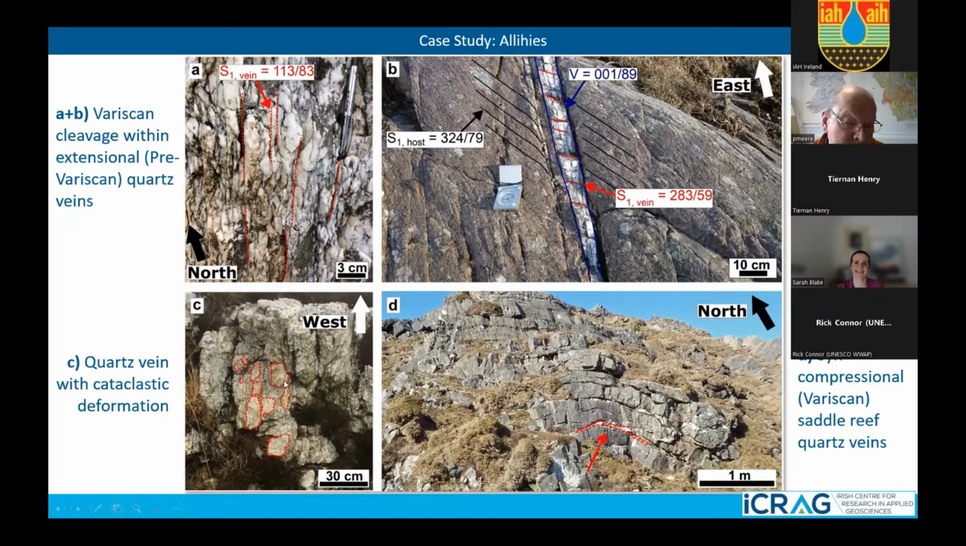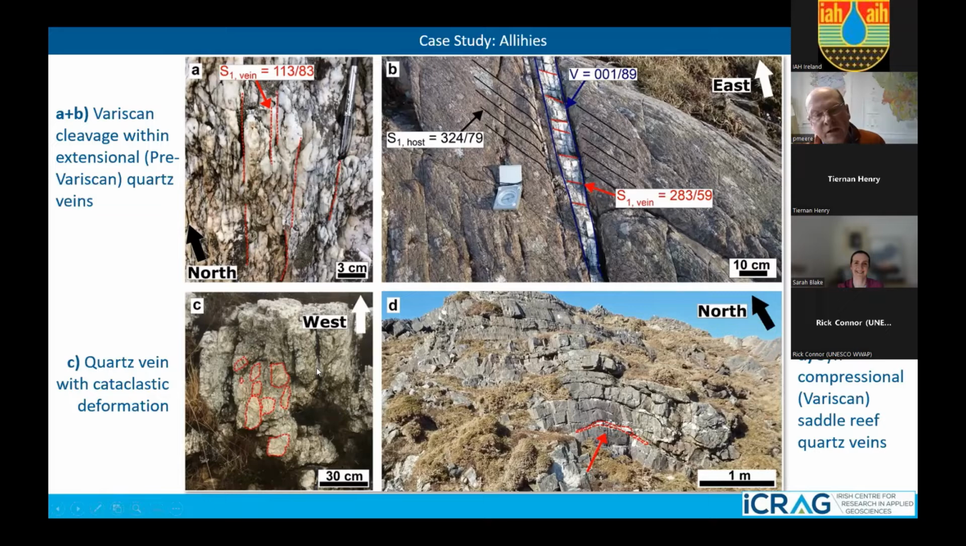In some places, in some of the larger east-west quartz lodes, using the mining term, we have brecciation. So these things were absolutely pulverized during subsequent Variscan deformation. And when you look at the vast majority of structures down in the southwest, particularly in the Allihies area, they are all these, and the quartz associated with them is all pre-Variscan.